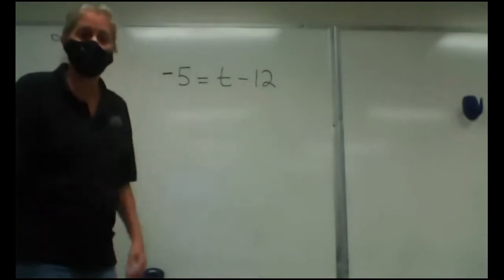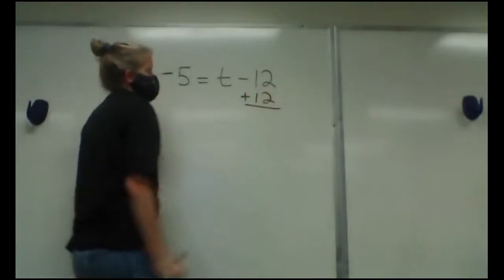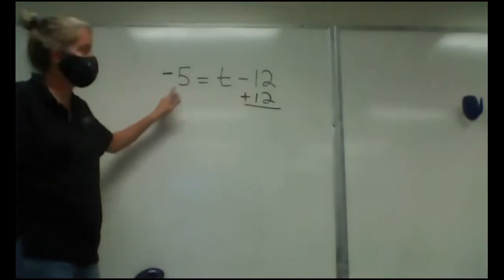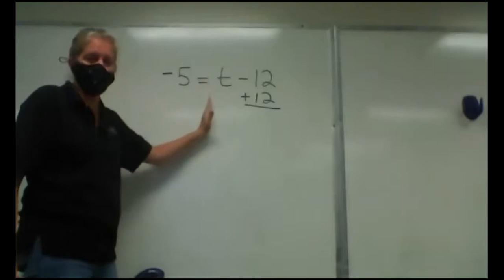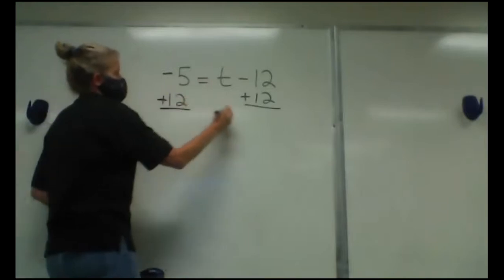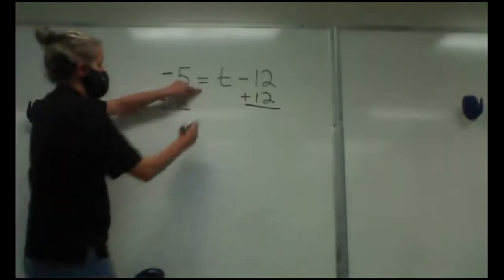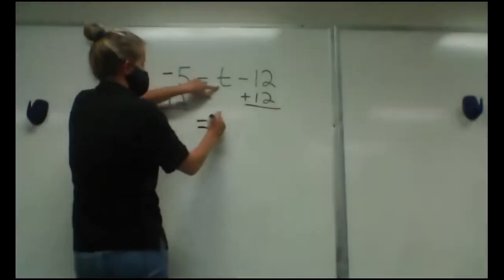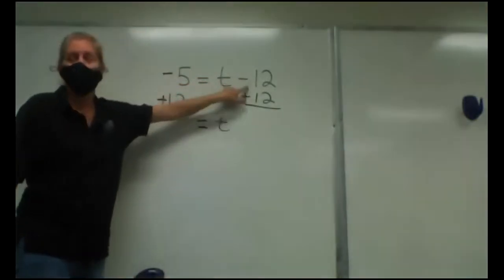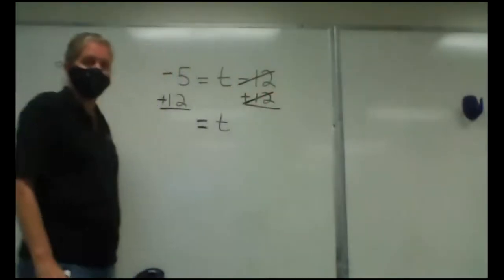And again, what's the opposite of subtraction? To get rid of it, I'm going to add. Well, if I add it on this side, I've got to add it to the other side of my equal sign. Here's my equal sign, which means I need to add it over here. So let's see. I'll bring down my equal. I'll bring down my t. What happens to that? They completely cancel each other out, right? The minus 12 and the plus 12 cancel each other out.